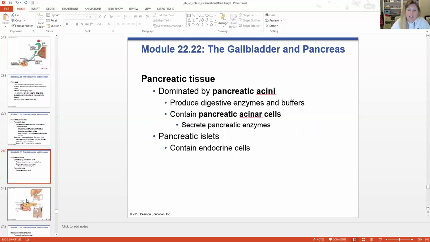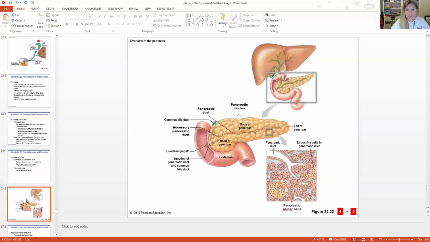So the pancreatic tissue itself is dominated by the pancreatic acini. The acinar cells are the ones that are producing and secreting the pancreatic enzymes. The islet cells have the endocrine function of releasing insulin and glucagon into the blood. So that's one of the big differences here.